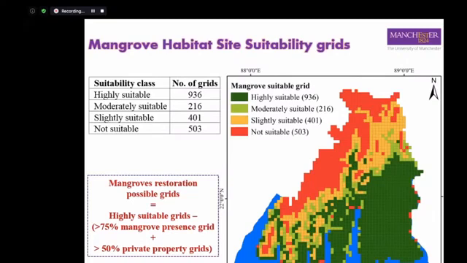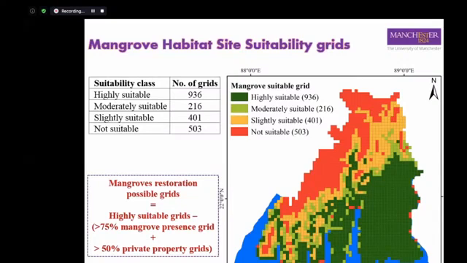503 are not suitable. And again, what I did, we know in Sundarban we already have a huge mangrove, the world's largest mangrove forest. What I did, I removed the highly suitable mangrove grids which already have 75% mangrove area or presence, because for those grids it is not necessary or important to regenerate the mangrove area. And again, I removed the grids with more than 50% private property land.